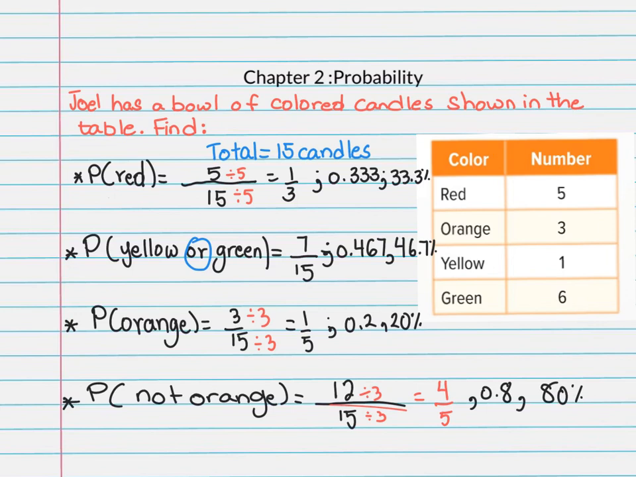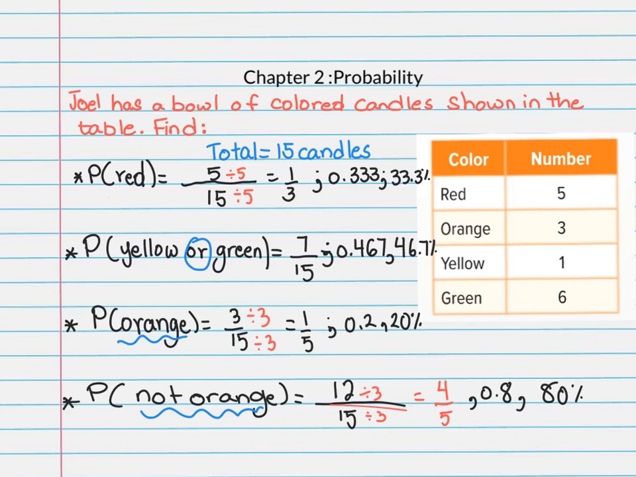If you focus here on the last two probabilities, I've got the probability of orange and the probability of not orange. Orange and not orange. If you notice here, they are like opposite to each other. I need the orange and the not orange, but in mathematics we don't call them opposite. We call those two events complementary events.